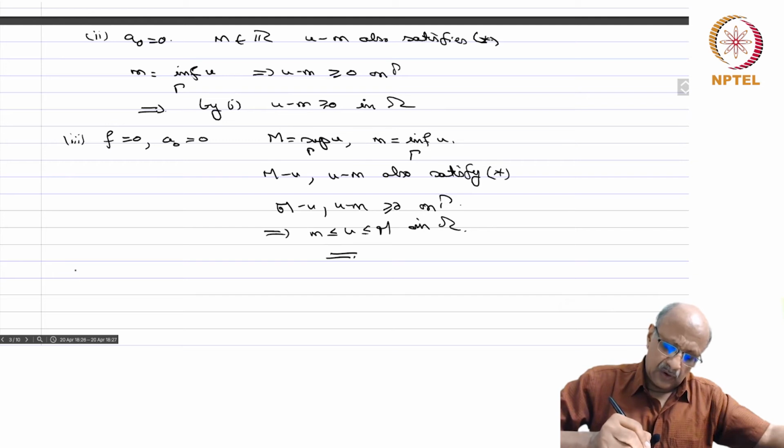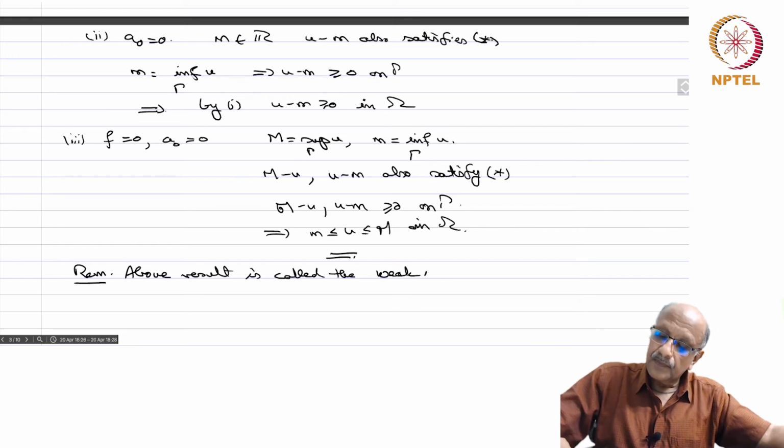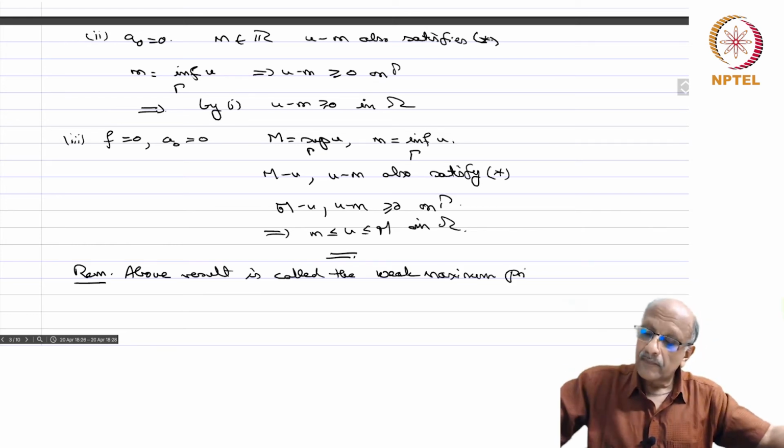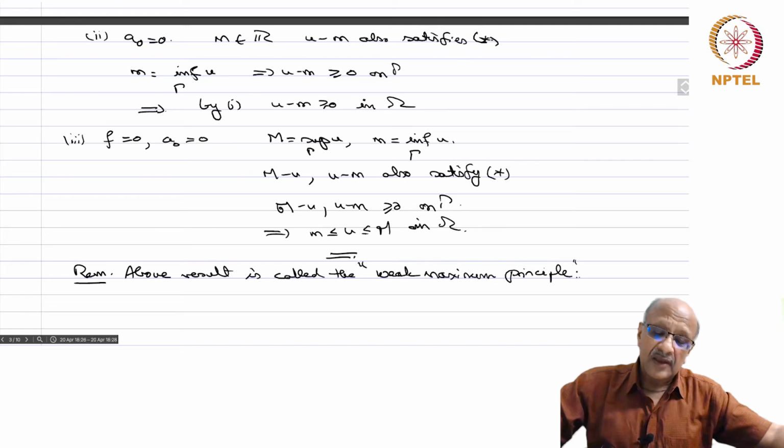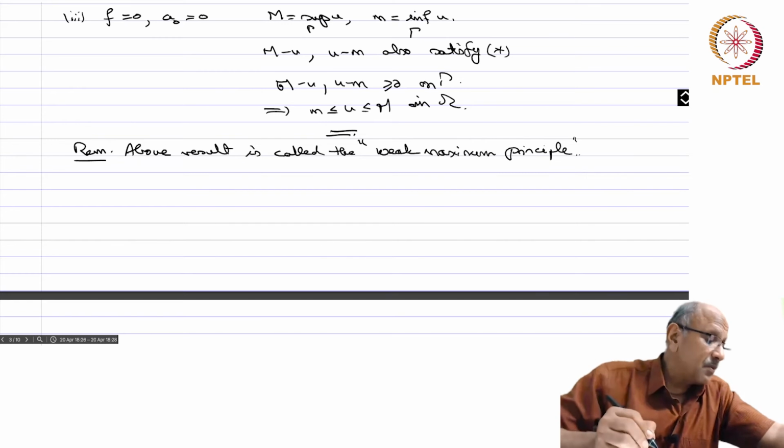So, this is called a remark. The above result is called the weak maximum principle. You just have the sign of the data and the sign of the solution on the boundary that determines the sign in the domain. Okay, so this is called the weak maximum principle.